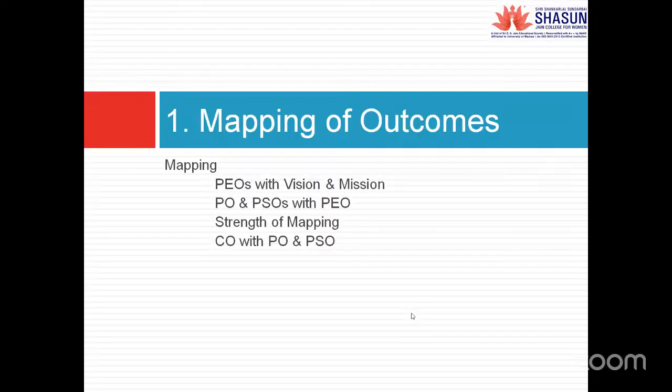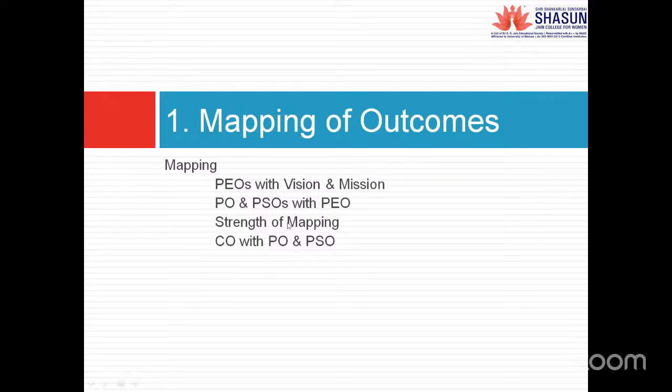Then I'll be moving on to the first part of today's session, mapping of the outcomes. Usually we do different levels of mapping, starting from our program educational objectives with the vision and mission. Then we will be tagging our program educational objectives with our program outcomes and the domain specific outcomes, which we call PSO. And we also have the strength of mapping method to map the COs with the PO and PSO.